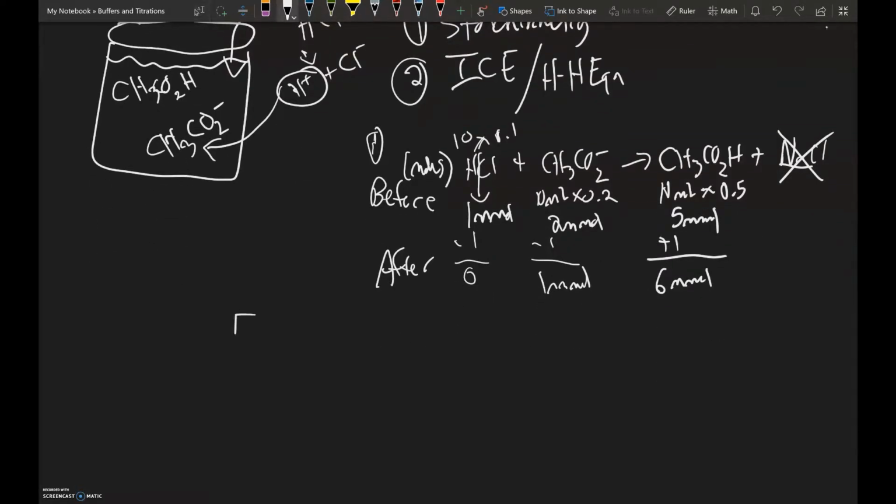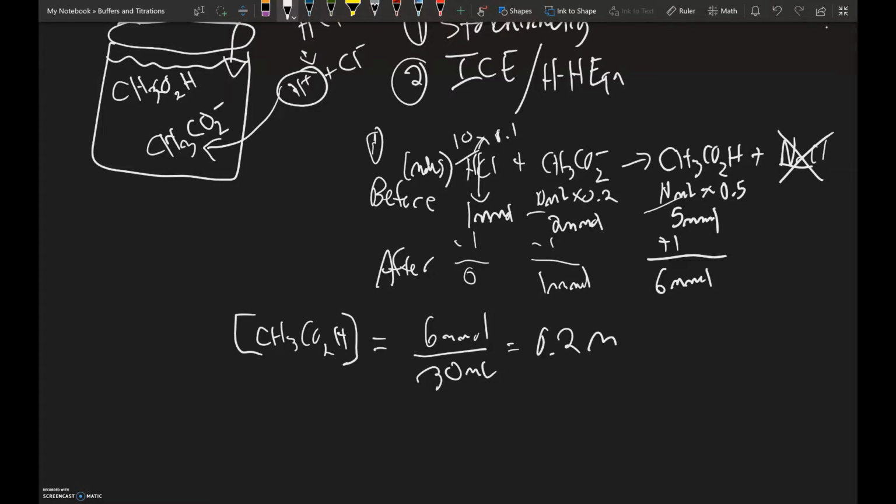So now what we want to do is calculate the concentration of your acid and your conjugate base here. We're going to do acetic acid first. So we're going to take CH3CO2H, and we know the 6 millimoles divided by the total volume, which in this case was 10 plus 10 plus 10. So that's 30 mL. And that'll be the same thing for the acetate in just a second here. So 6 divided by 30 gives me 0.2 molar acetic acid.